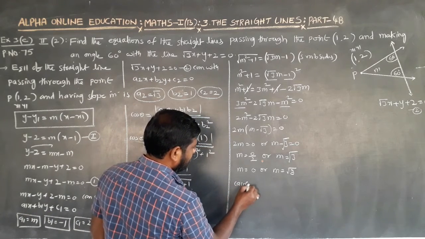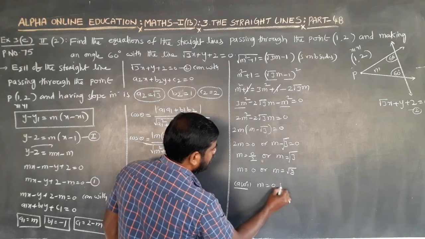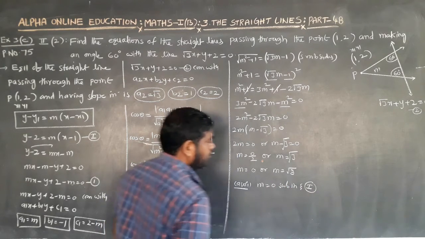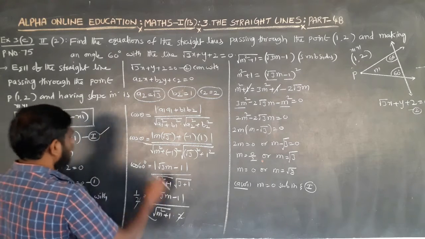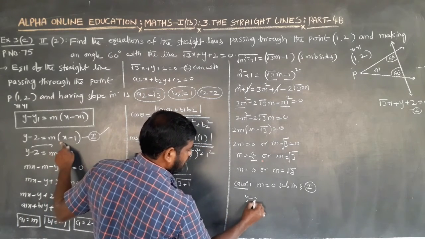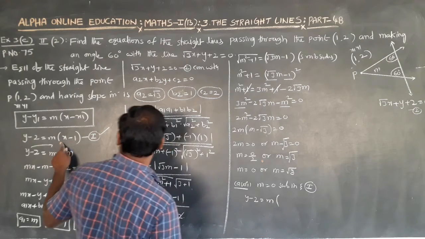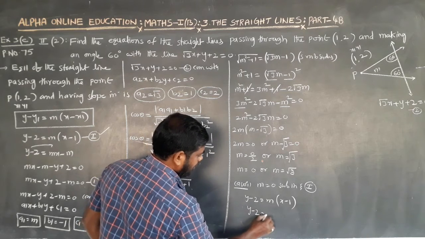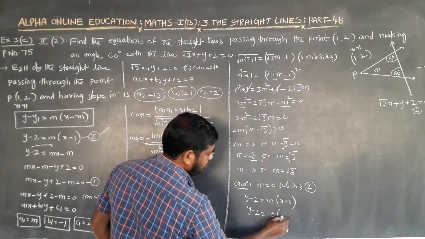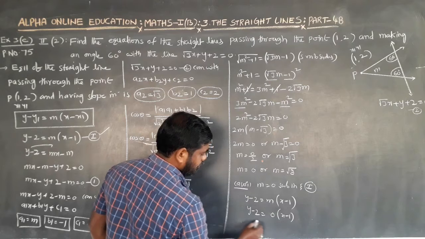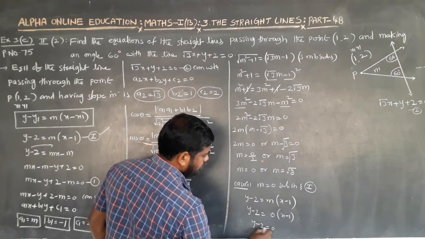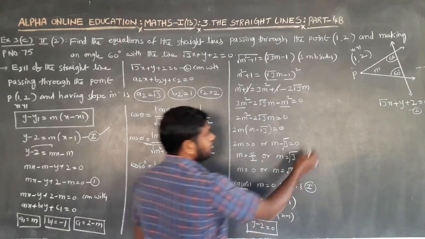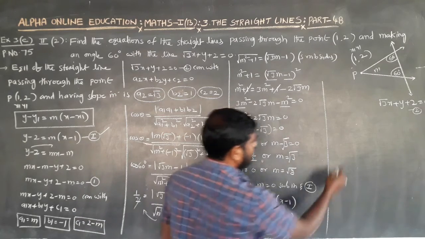Case 1, m is equal to 0. Substitute in equation number 1, which is y minus 2 is equal to m into x minus 1. Y minus 2 is equal to 0 into x minus 1. 0 into anything is 0, so y minus 2 is equal to 0. This is the first line equation.